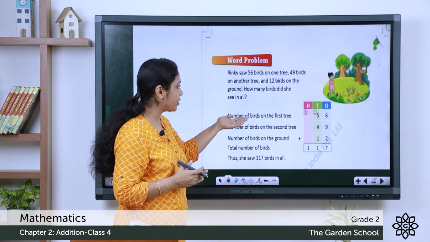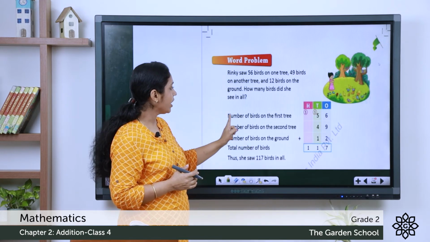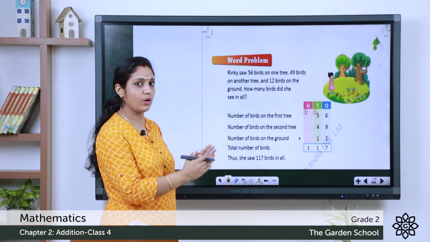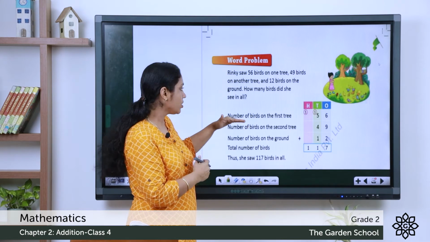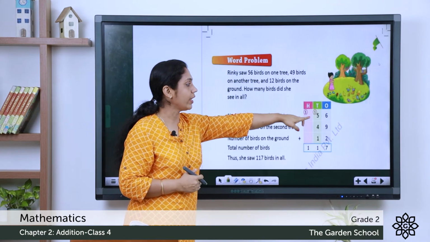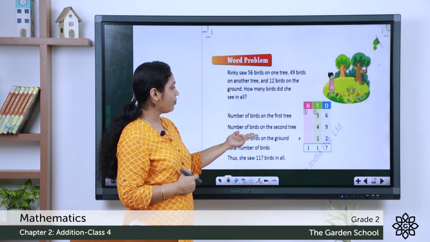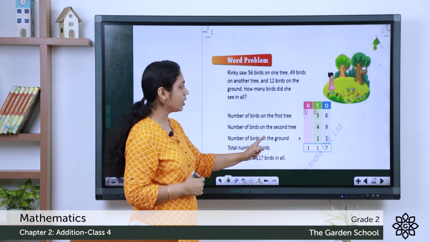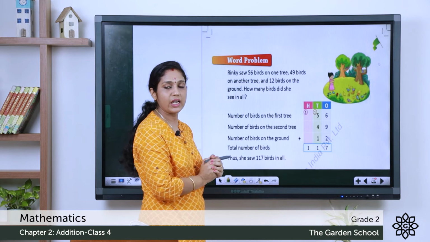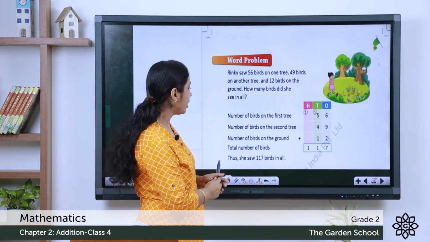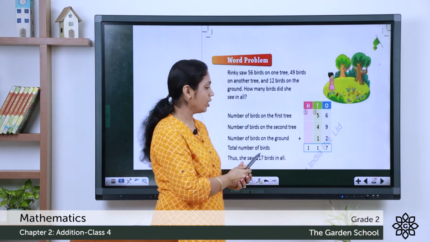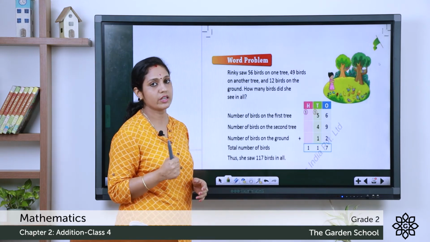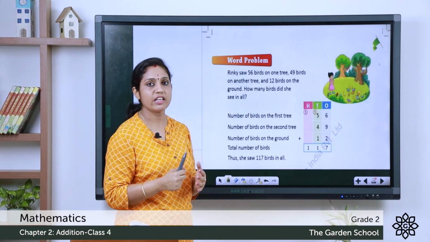For that we have steps to do. So we can write here, number of birds on the first tree. Read the question 1 or 2 times, understand it properly and only then come to writing the steps. Number of birds on the first tree, you can write 56. Number of birds on the second tree is 49. Number of birds on the ground is 12. Now we have to calculate these 3 numbers and we got the answer 117. So total number of birds is 117. So how many birds did Rinki see in total? She saw 117 birds.